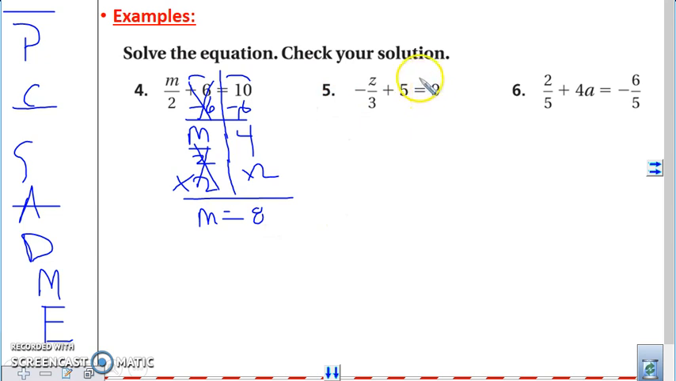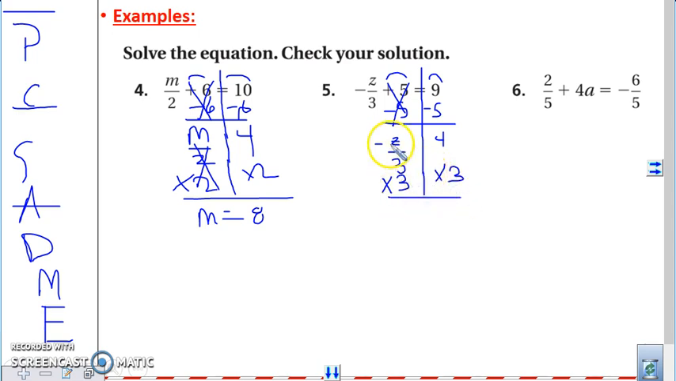Alrighty, number 5. Write the problem down, drop the line. Parentheses? No. Like terms, but they're on opposite sides, so we're going to move on. Undo subtraction or addition. Take away 5. Okay, 9 minus 5 is 4. We still have z divided by 3 equals negative 3. Undo the division by 3 by multiplying by 3.